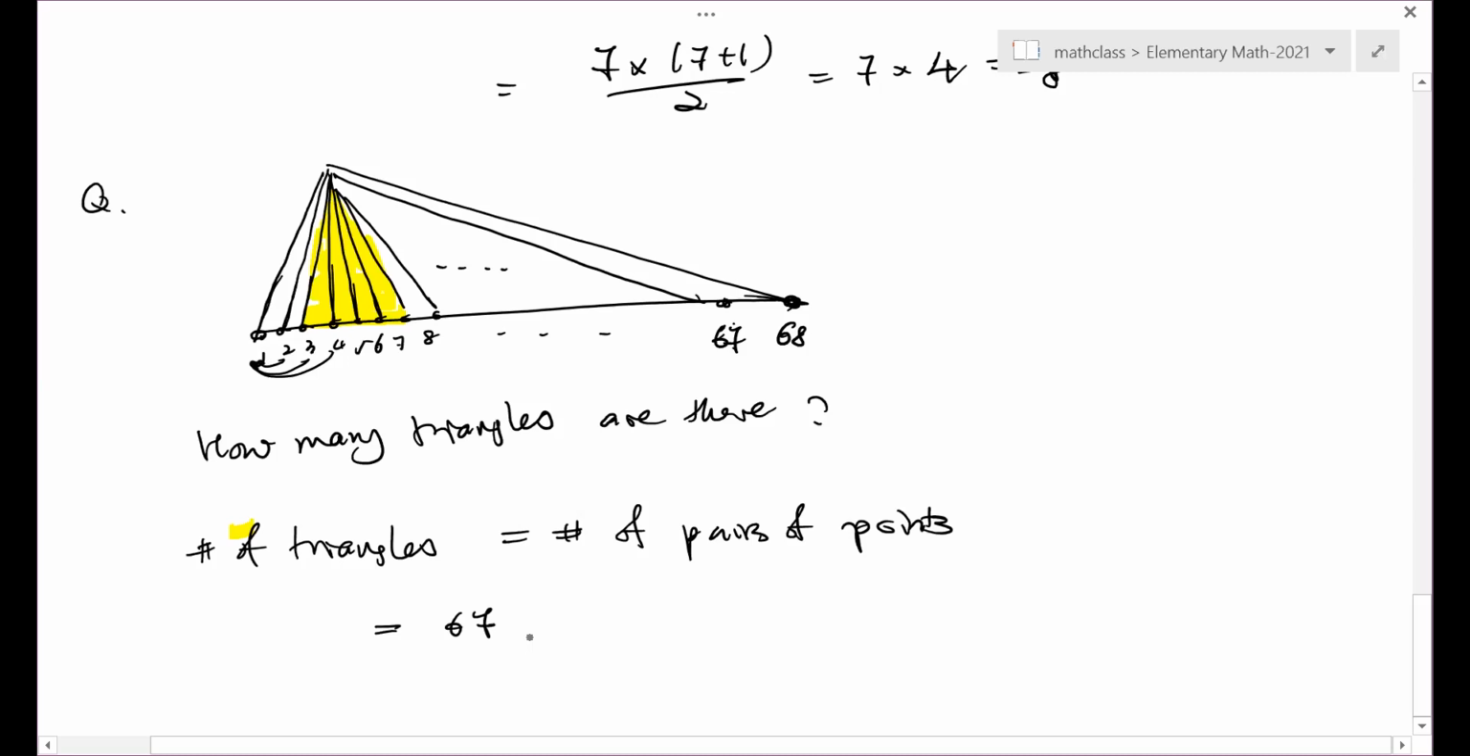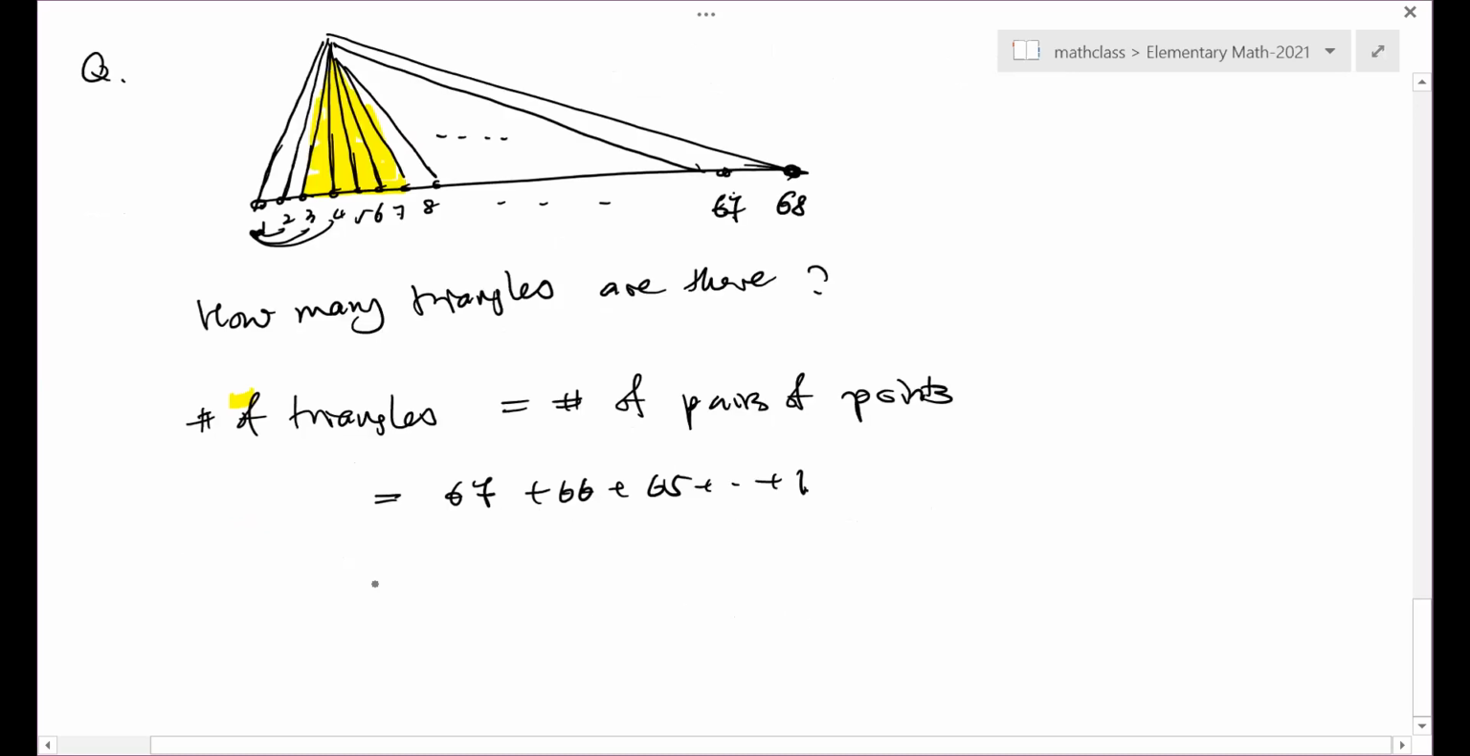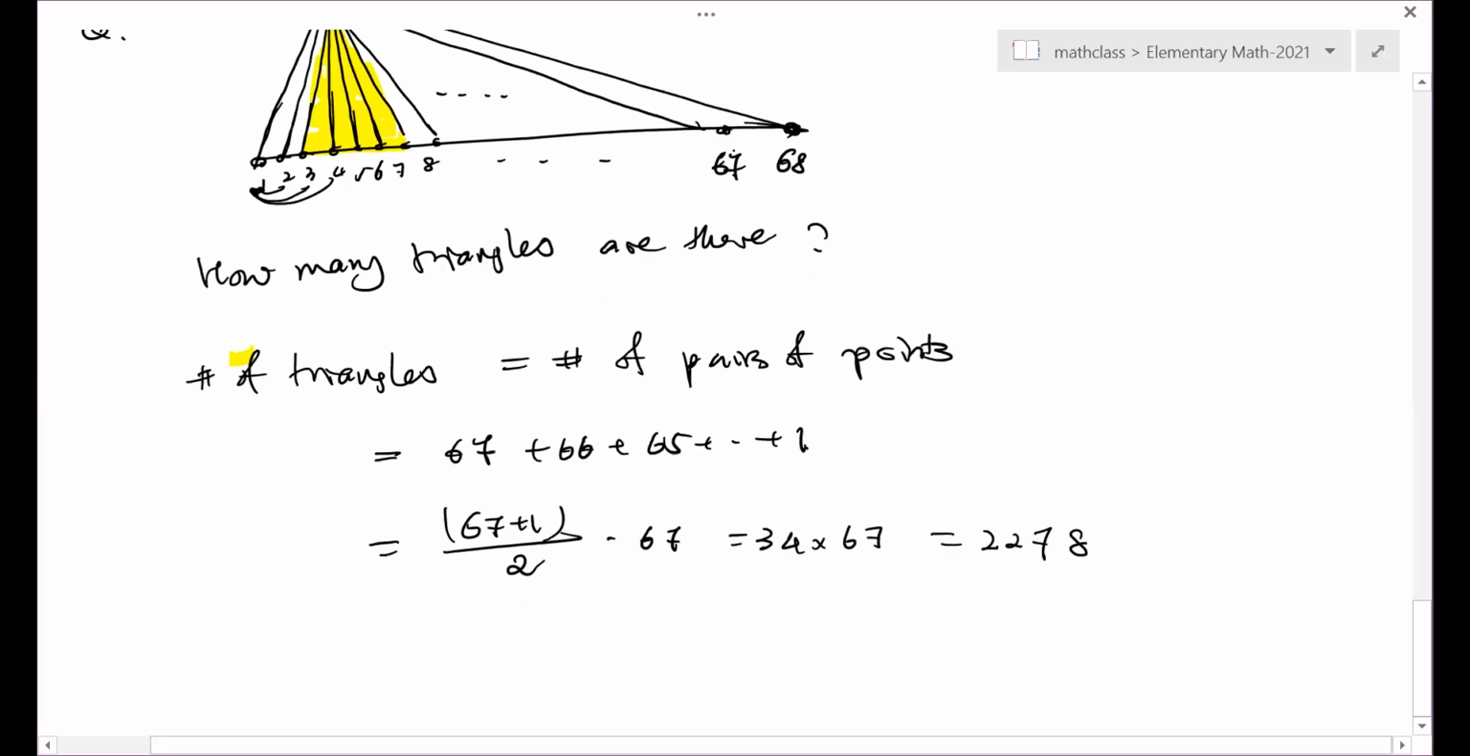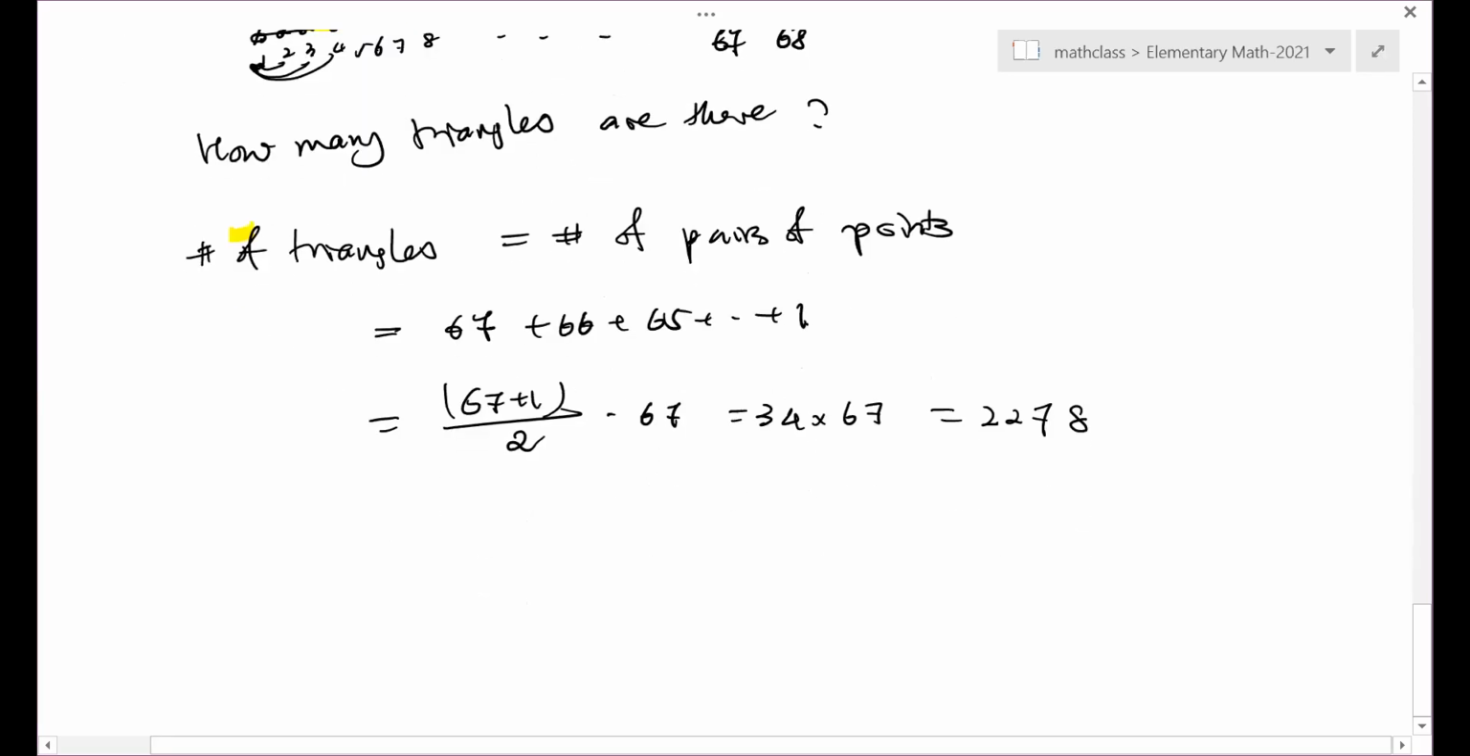So the total will be 27 at the very beginning. There are 27 pairs of points where the first point is 1. Then just decrease the number, and add them together: the sum of the first one and last one multiplied by the number of terms. Then you have to do the multiplication. So 68 divided by 2 is 34, times 67, so it'll be 2,278. I think someone got it. So that is the answer.